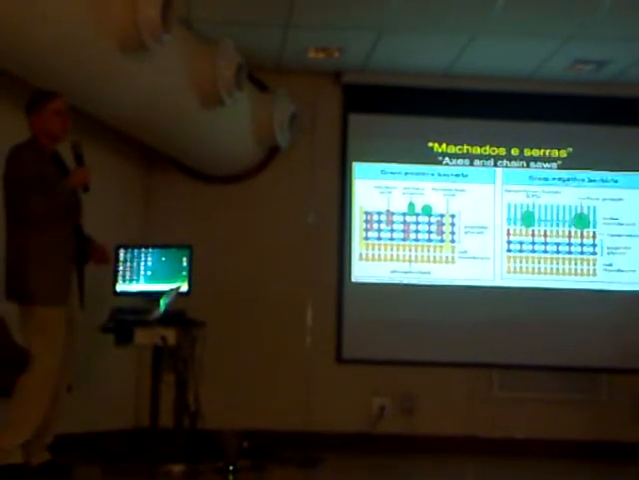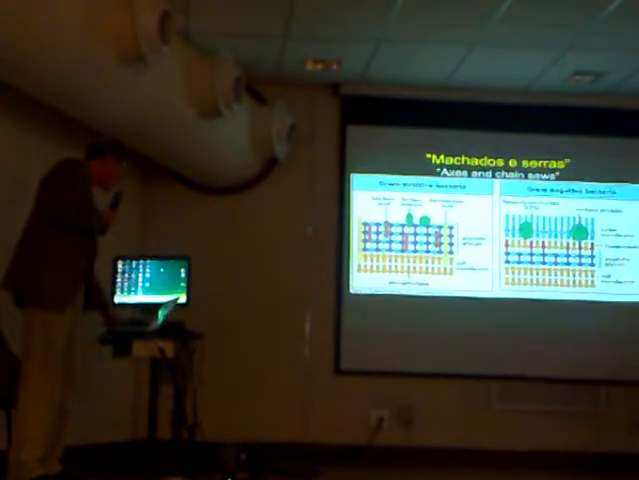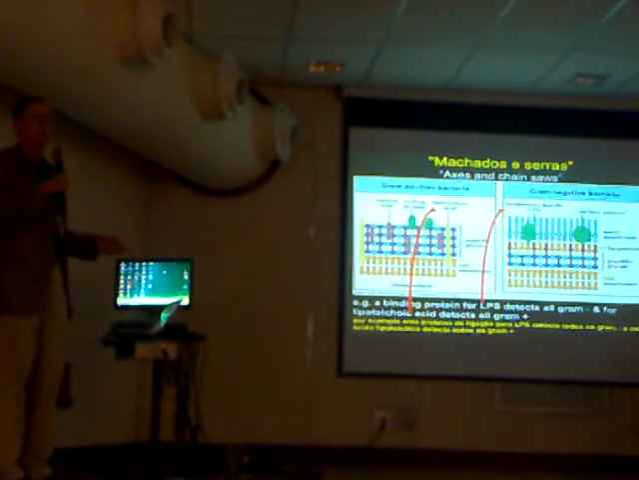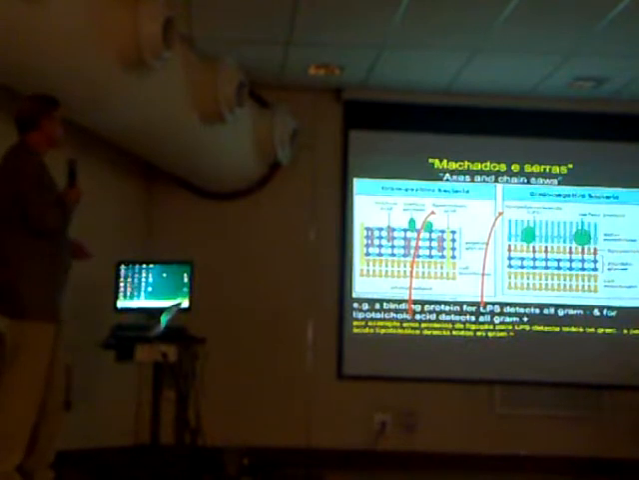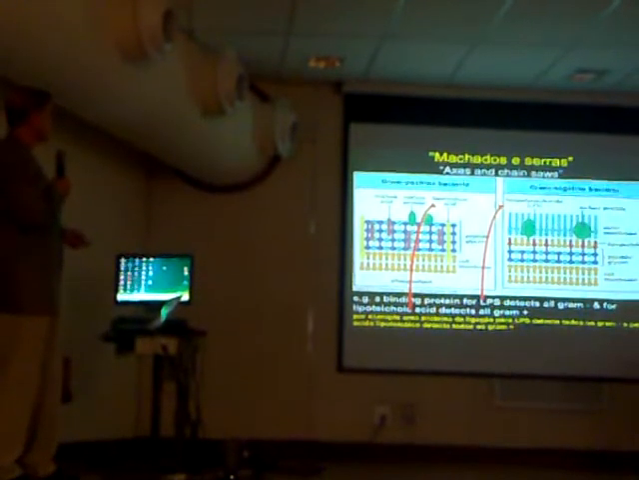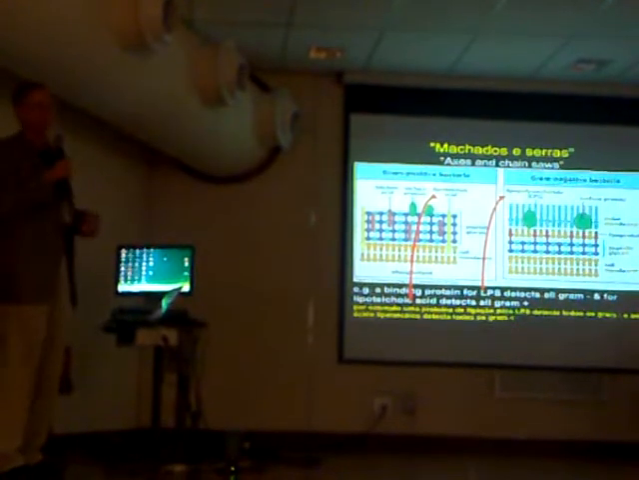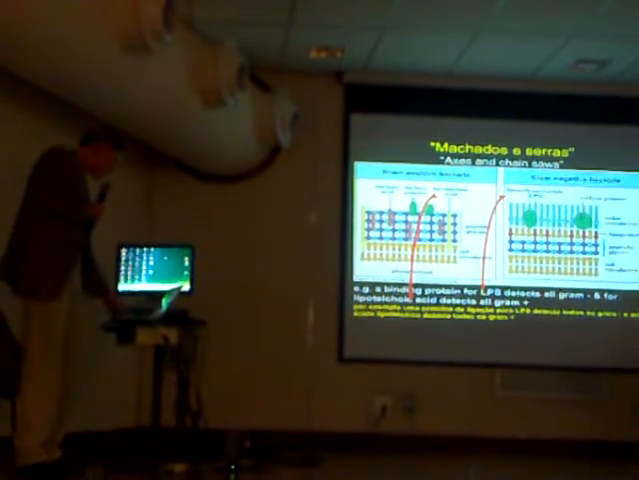So you'd imagine that if you designed a receptor to see lipopolysaccharide, you would be able to recognize all gram-negative organisms, right? Even though they're very different from one another. And if you generated a receptor to see lipoteichoic acid, you could see all gram-positives. And that's precisely what the immune system has done, is to try to look for these conserved molecular patterns.